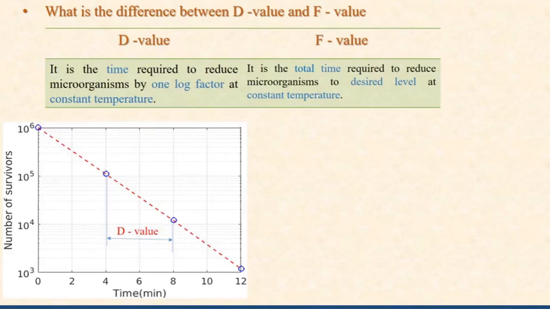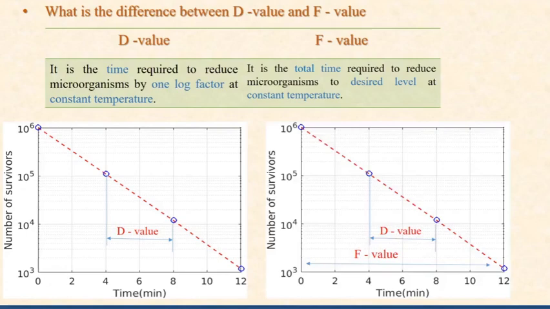This graph shows the reduction rate of Clostridium botulinum with respect to time. From this graph, we can clearly say that the decimal reduction time of Clostridium botulinum, that is the time required for 1 log reduction, that means from 10 to the power 6 to 10 to the power 5, or 10 to the power 5 to 10 to the power 4, or 10 to the power 4 to 10 to the power 3, is 4 minutes. The D-value is the same for every log reduction.